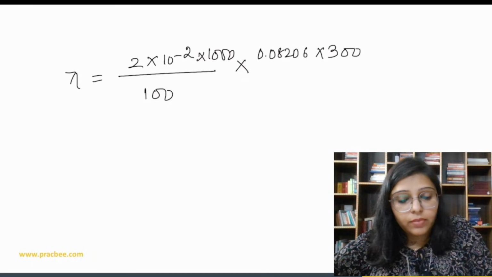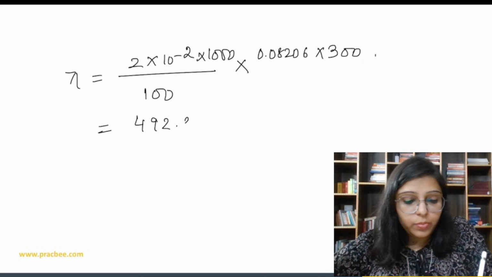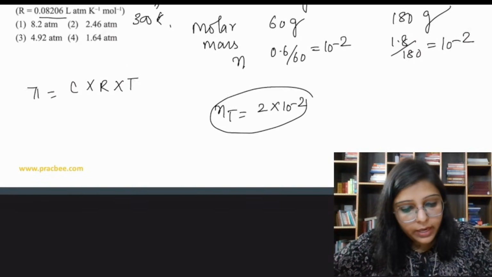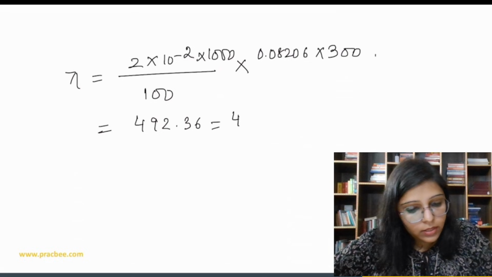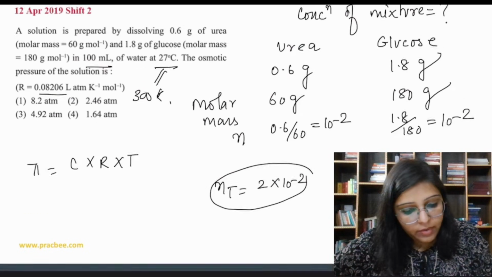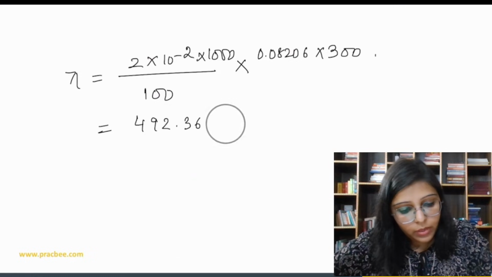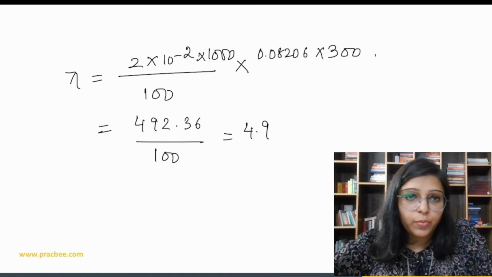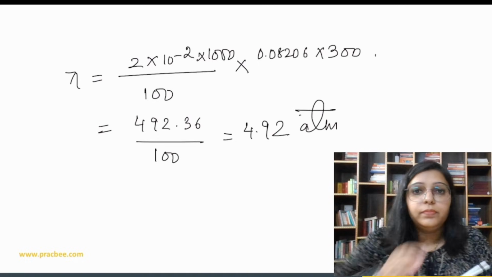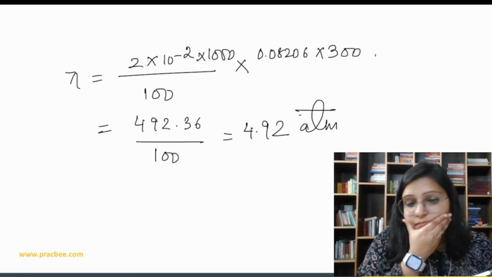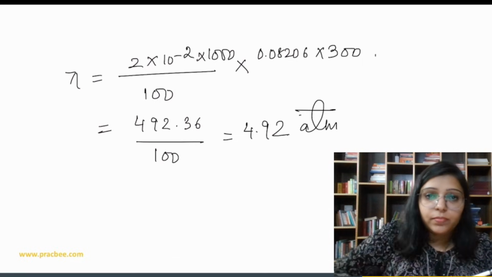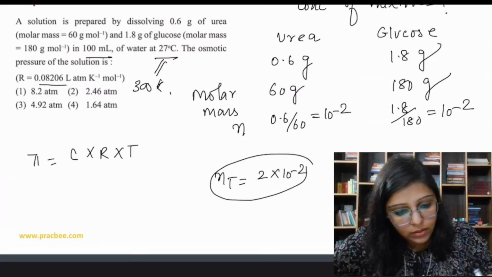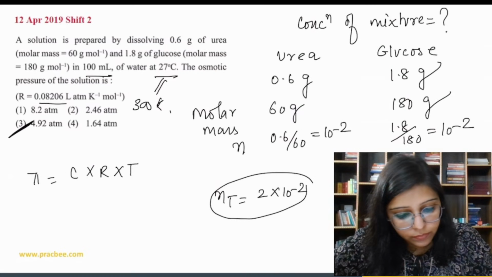0.08206 into 300 Kelvin. When you solve this, you get 492.36, which we can write as 492.36 divided by 100, right? So we can say this is 4.9280. Okay, clear. That's it. Answer is option number 3.